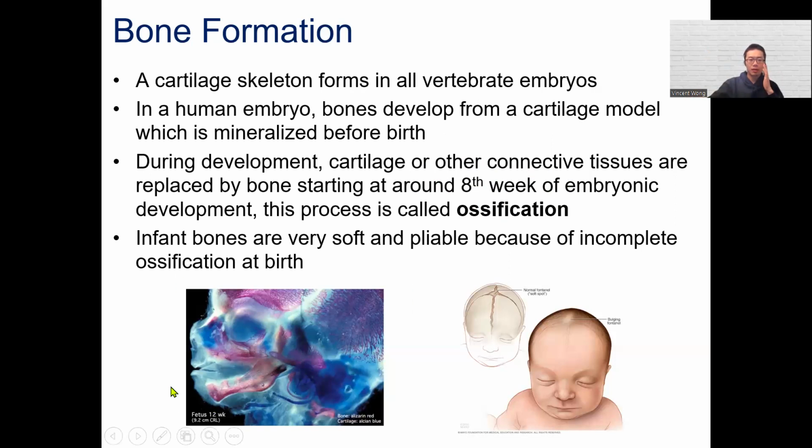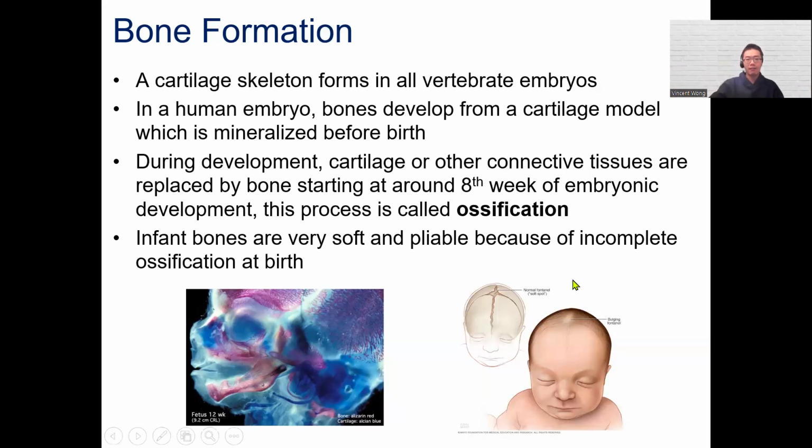Okay, so this is a picture of a 12-week-old fetus. The purple part is the actual bone, and the blue part is the cartilage. You can see the replacement, the ossification, starts in the inner core of the bone, and then slowly spreads out. This process is not even completely done by the time the baby comes out. That's why the bones of babies are very soft, right? The ossification process is still going to continue after birth.